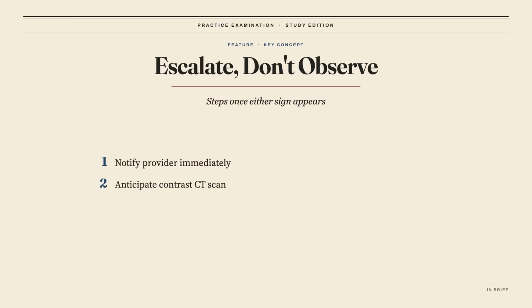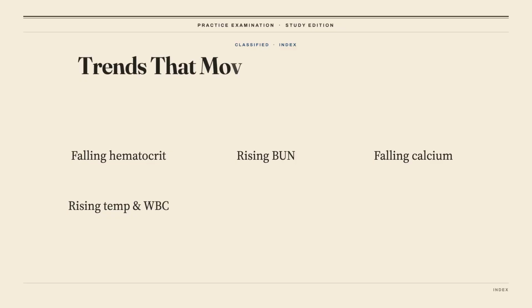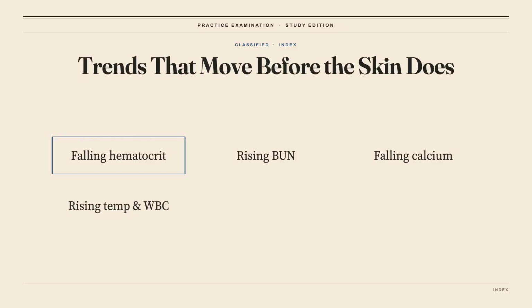Notify the provider immediately. Anticipate a contrast-enhanced CT scan. Continue aggressive fluid resuscitation. Trend hemoglobin and hematocrit for a downward drift, and prepare for possible ICU transfer. Waiting for a bruise is poor surveillance because numerical trends move first.